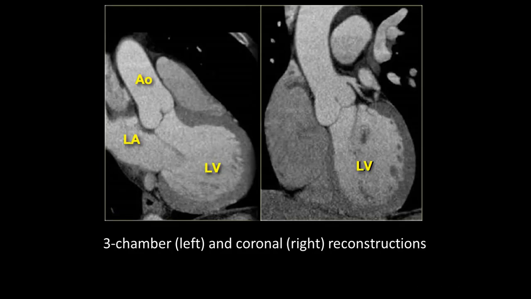So, this is a three-chamber view. This is a coronal view. These are the dilatations, or the sinuses of Valsalva, at the proximal part of the aorta.